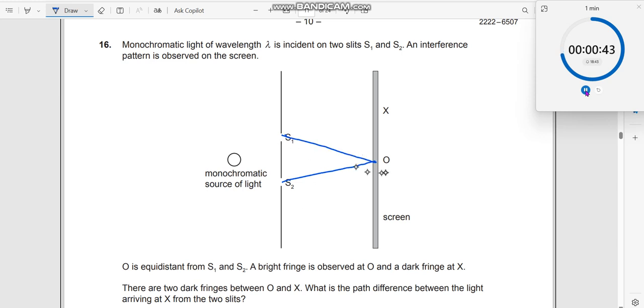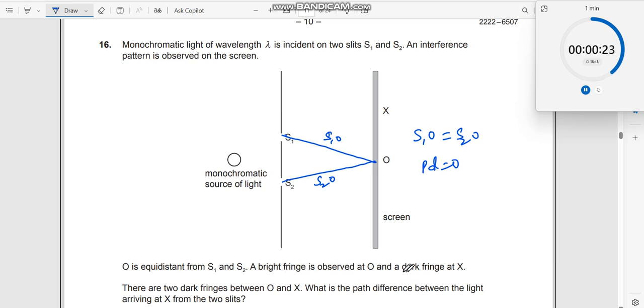If the path difference between them is 0, what is the path difference? Let us say this path is S1O and this distance is S2O. Since O is at the middle, S1O will be equal to S2O, which means the path difference is 0, right? O is equidistant from S1 and S2, right?